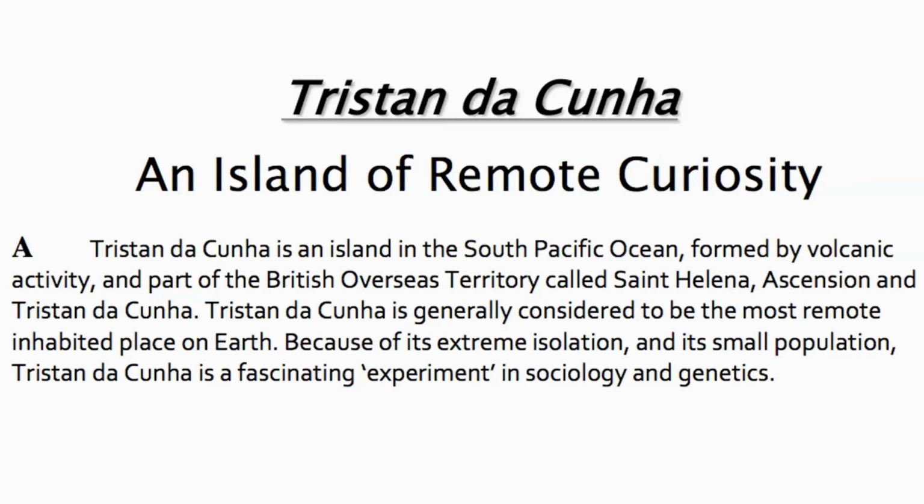Tristan da Cunha, an island of remote curiosity. Tristan da Cunha is an island in the South Pacific Ocean, formed by volcanic activity and part of the British Overseas Territory called St. Helena, Ascension and Tristan da Cunha. Tristan da Cunha is generally considered to be the most remote inhabited place on Earth. Because of its extreme isolation and small population, Tristan da Cunha is a fascinating experiment in sociology and genetics.